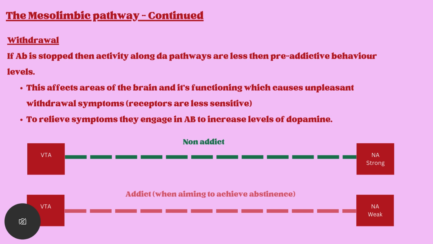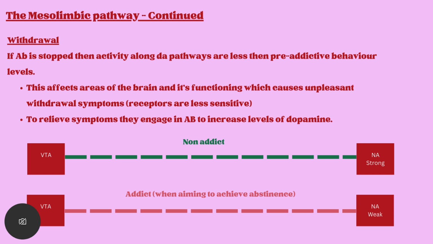as you can see, they've both got normal transmission here. The green and the pink line, they're normal. However, the nucleus accumbens, where the D2 receptors are, for a non-addict, is very strong. So that's okay. You feel your normal sense of pleasure. But in an addict, the nucleus accumbens is now weak because of all the dopamine that's been fired, and they've now desensitized. So here, this affects areas of the brain and its functioning, which causes unpleasant withdrawal symptoms.